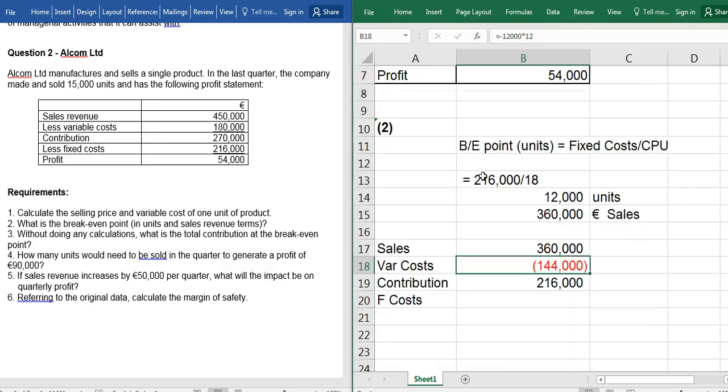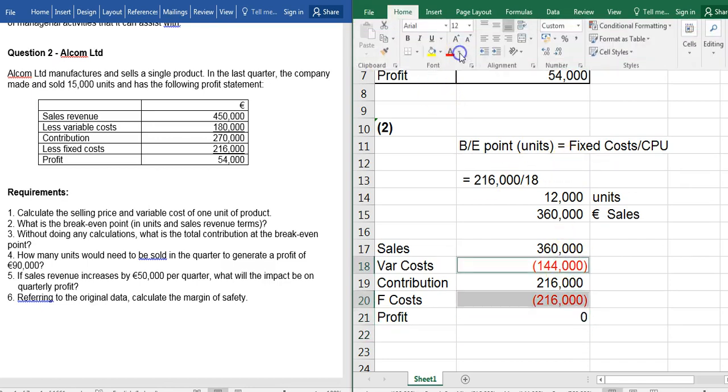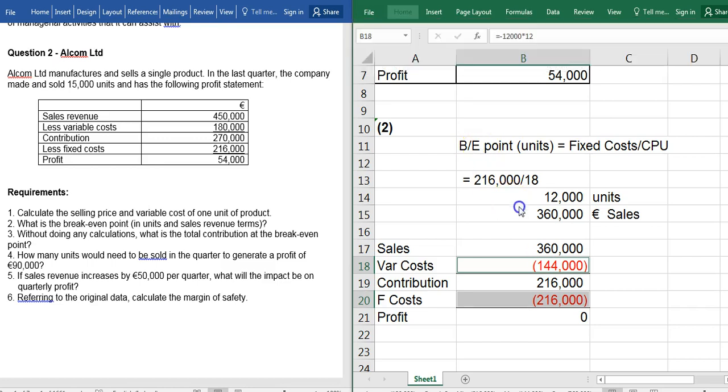Just bear with me. Let's make that a little clearer. And then your fixed costs are also 216. So therefore your profit at that level is nil. So it's no harm, particularly at the start, just to make sure you can prove that that's the break-even point. If I sell 12,000, I have that much contribution and it just covers fixed costs.